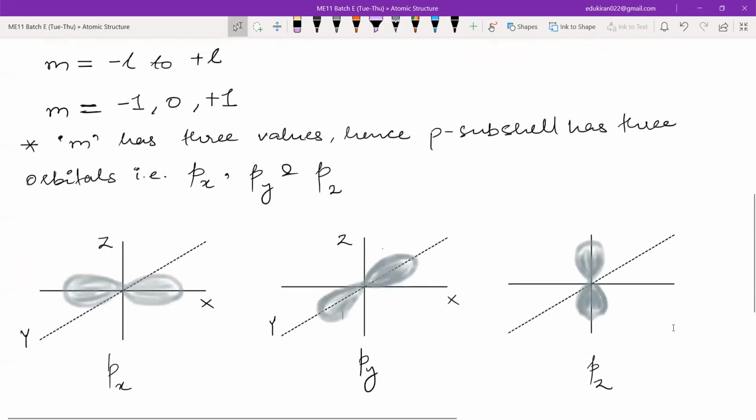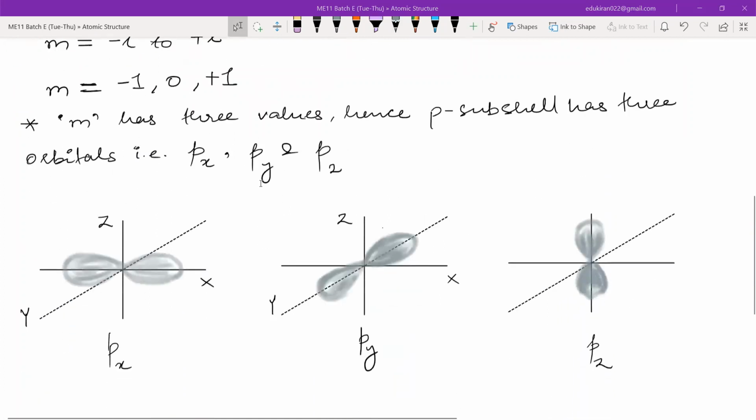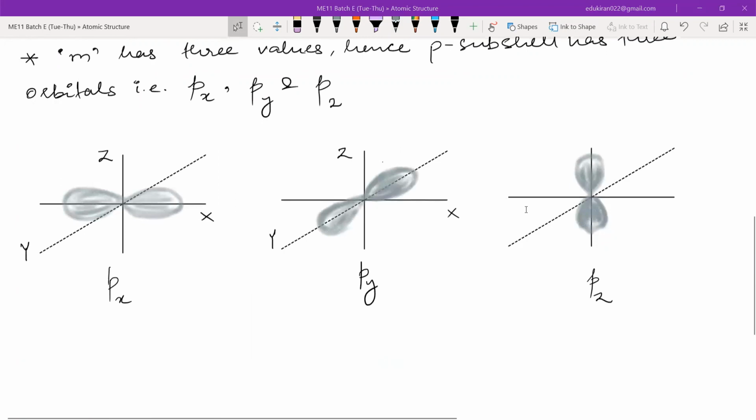Now, have you guys written the above points? Yes or no? Yes, Shoaib? Did you write the above points? Yes. Okay.